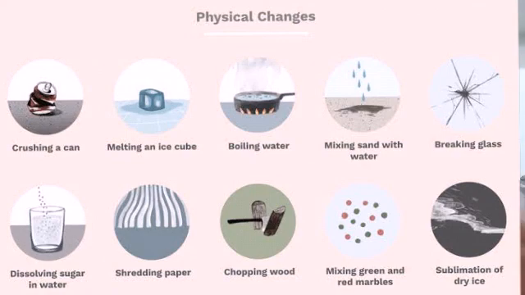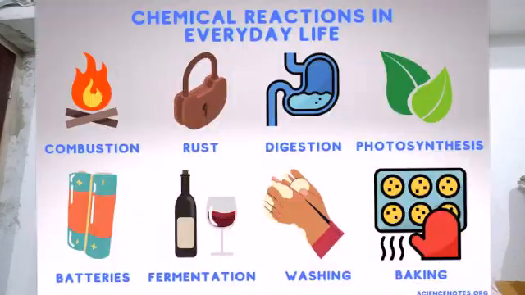Now comes the chemical change. So in chemical change, what will happen? In chemical change, a new substance is formed, and it is a permanent change or an irreversible change. It cannot be reversed back. Once a chemical change occurs, it cannot be reversed back.